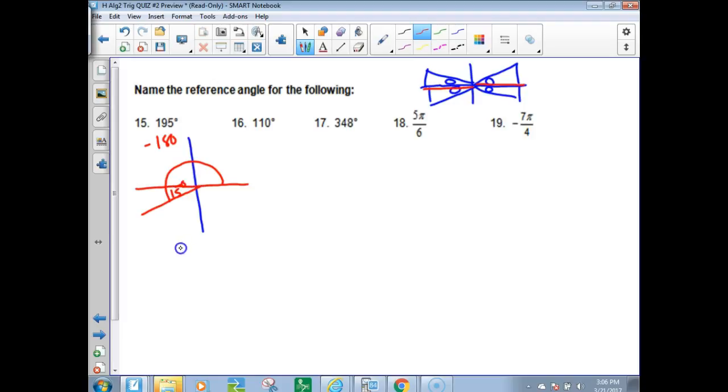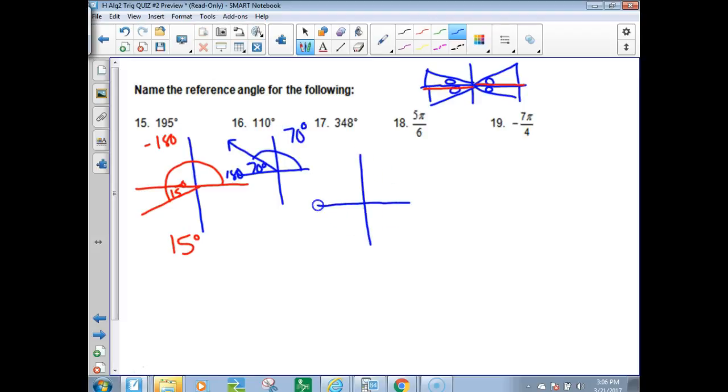Yep, 15 degrees. 15 degrees is your reference angle. For 110, you're into quadrant 2. How far did it take you to get back down to here, which is 180? It would be 70 more degrees. That's your reference angle.